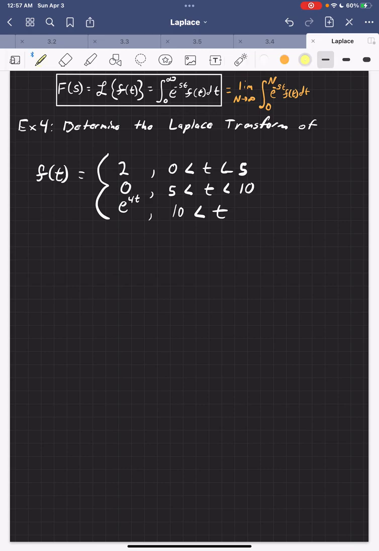So how do we do a piecewise function like this? What we're going to do is break it up. So f of s, we're going to break this integral up from 0 to 5, and then from 5 to 10, and then finally from 10 to infinity.